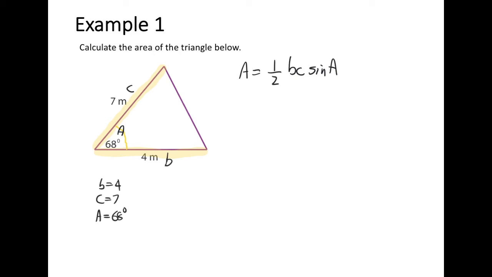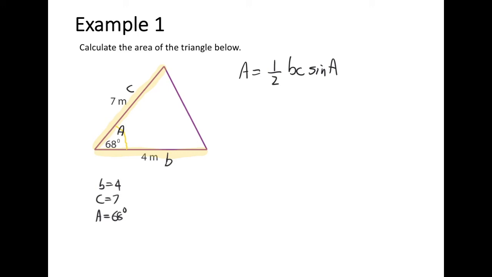Now to use the formula, what we need is that the angle and the sides have to be adjacent to each other. So here I've got 7 and 4, and then the angle in between is 68. So I can use that formula. If it was different and I had my 4 and my 7, but I had the angle over this side of the triangle, I would not be able to use my formula.